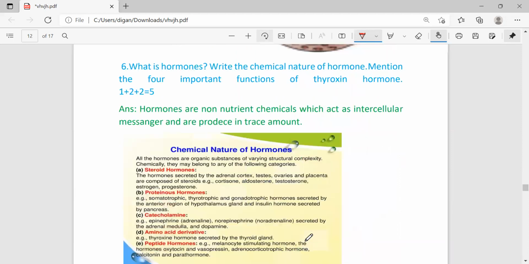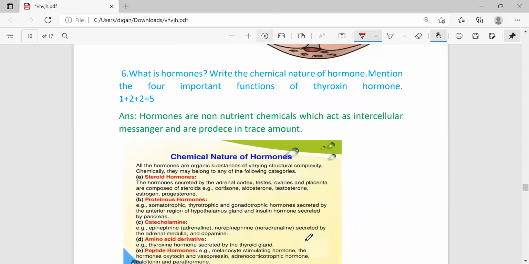Next, what are hormones? And write the chemical nature of hormone. Mention the 4 important functions of thyroxine hormone. So as with respiration, for hormone also, if the question comes in the zoology section, you have to write about the animal hormone, and if the question comes in the botany section, then you have to write about the plant hormone. So don't confuse it. The answer will depend on which section the question has come in. Here it has come in the zoology section, so you have to write about the animal hormone.